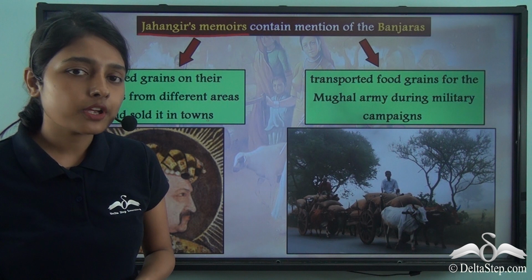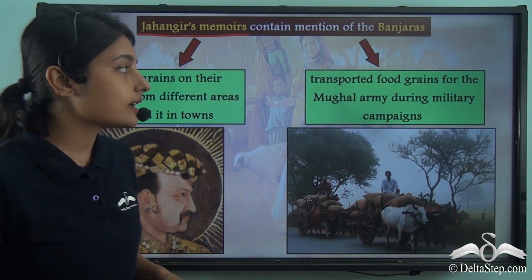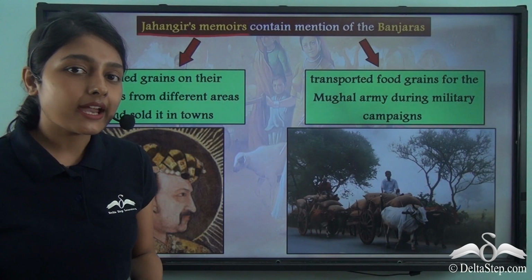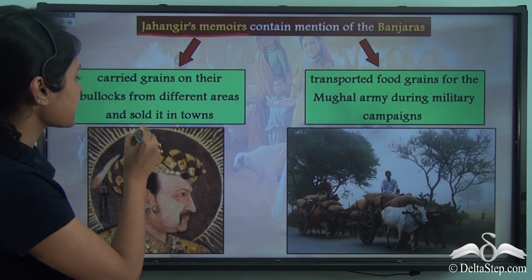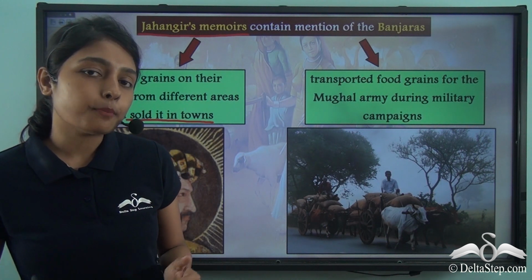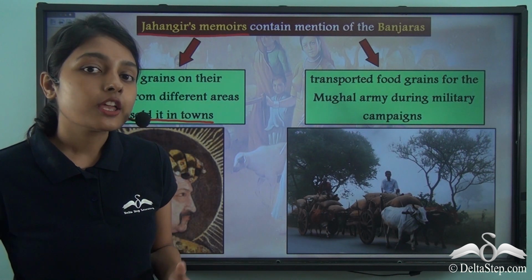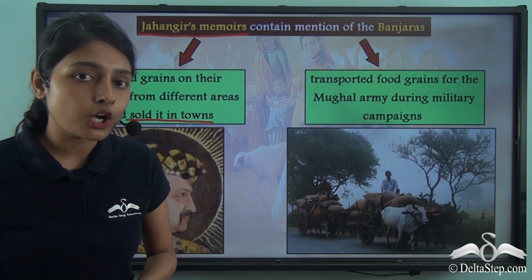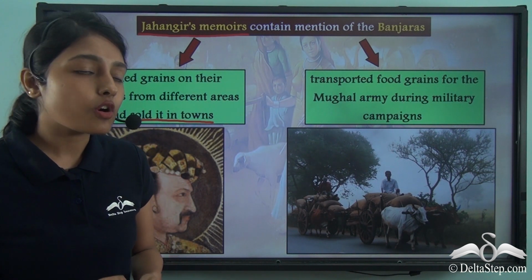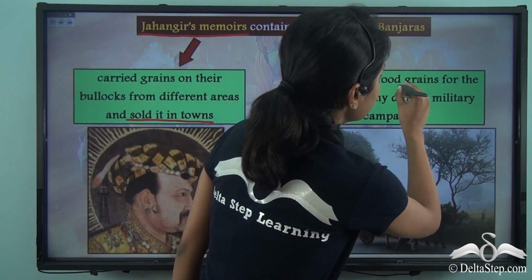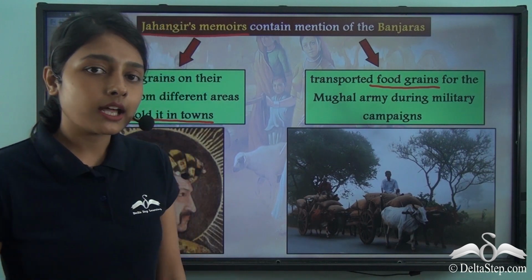From Jahangir's memoirs, we get to know that these Banjaras used to carry grains on their bullocks, and these were carried from different areas and then were sold in towns. So we can understand how important these bullocks were when we talk about how these Banjaras carried grains on these bullocks. And along with that, we also get to know that these Banjaras transported food grains for the Mughal army.